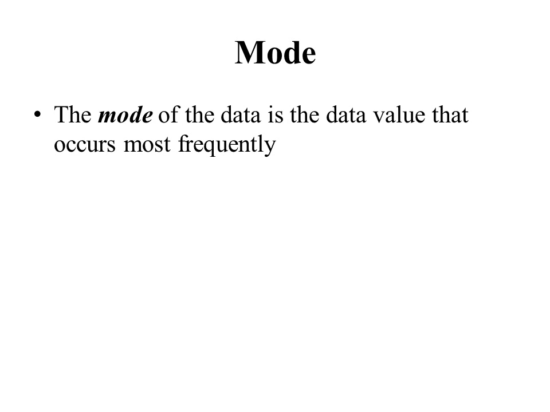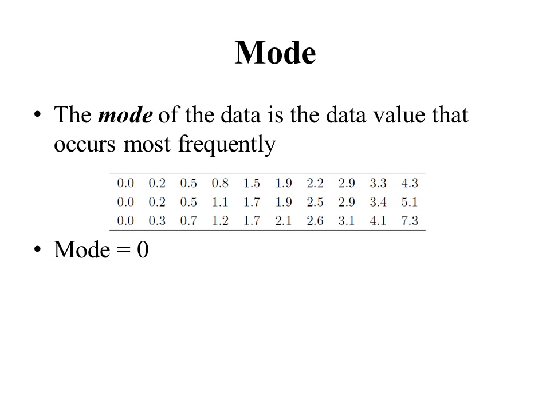Okay. One last definition: the mode of the data is the data value that occurs most frequently. And so if we look at our data, we see that the number 0 occurs 3 times. Every other data value occurs 2 times or less, so the mode is equal to 0.